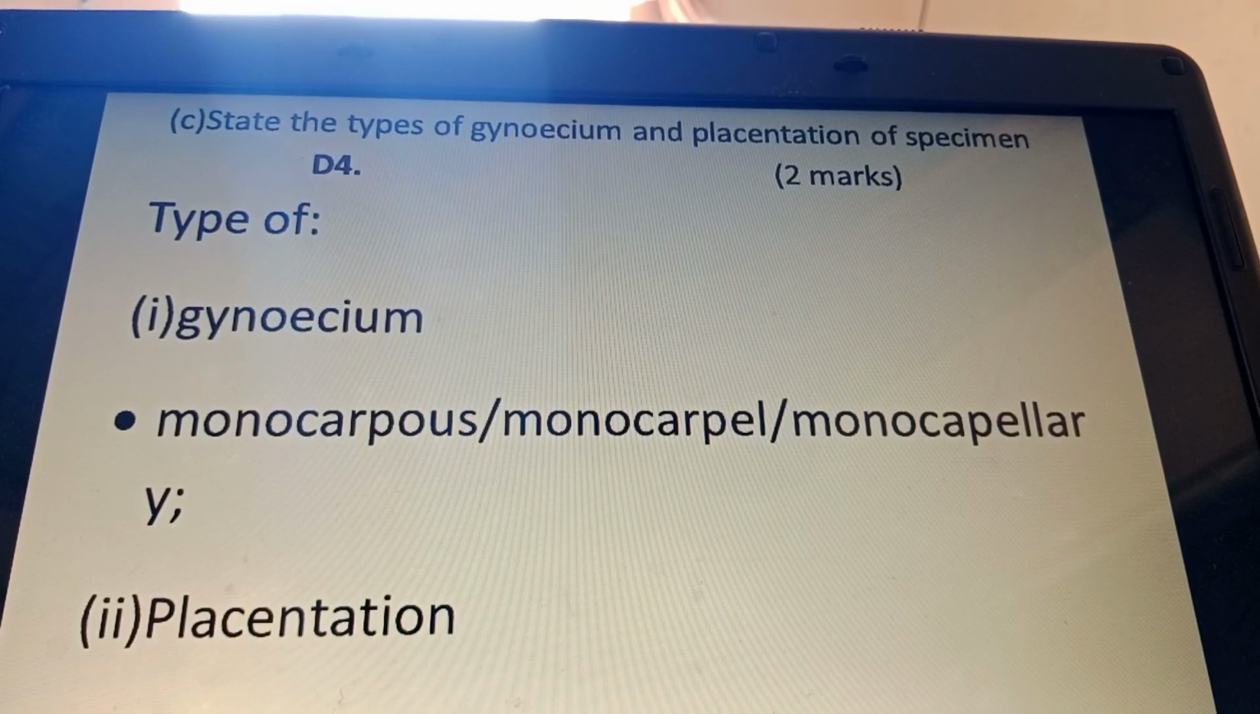State the types of gynoecium and presentation of specimen D4. Type of gynoecium is monocarpous, or monocarpal, or monocarpellary. Okay? Presentation is marginal presentation.